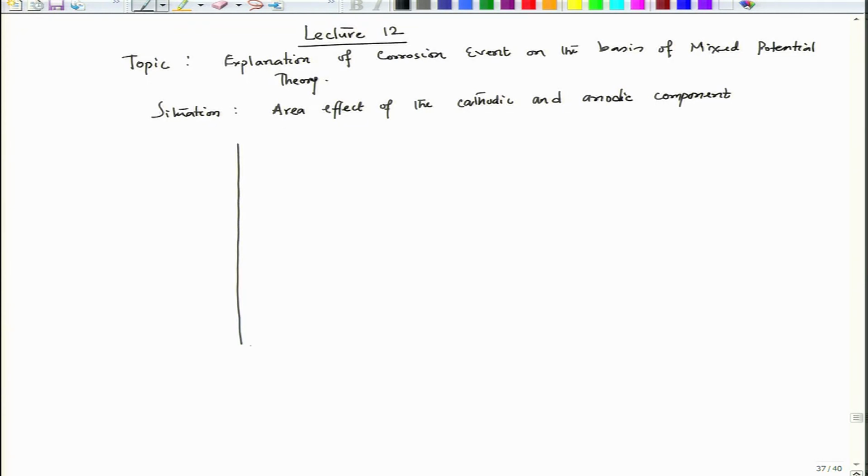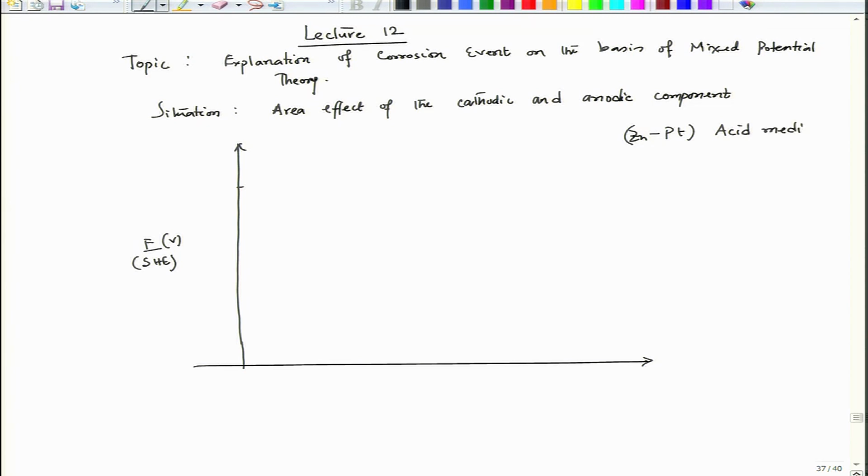Now, we have already seen this example. Let us draw this. This example we have seen, this is E in volt, and of course, we are talking about with reference to SHE, the standard hydrogen electrode. Now, platinum and zinc we have considered in the last class, where this is the couple, and we are talking about acid medium of certain pH.